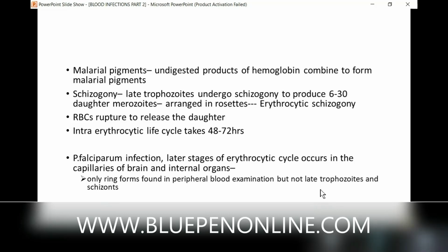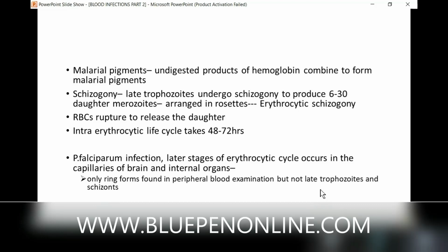You guys understood why Plasmodium falciparum late trophozoites won't be seen in the peripheral smear, right? Yes, sir. See, I'll tell you once more. In Plasmodium falciparum infection, all other stages take place in the peripheral blood vessels. But in Plasmodium falciparum infection, their growth after the early trophozoites happens in the capillaries of the organs, and they're not released in the peripheral circulation.